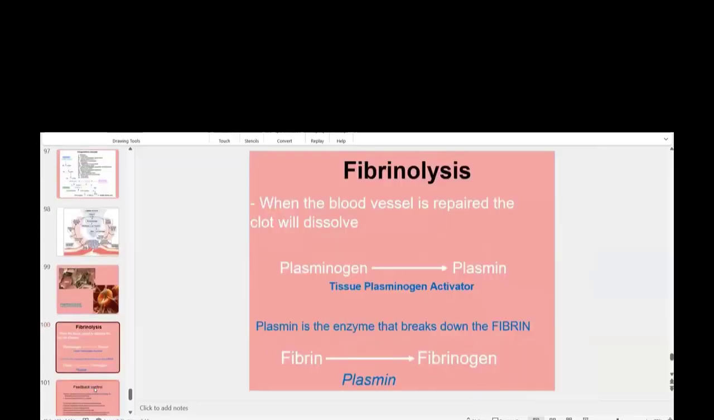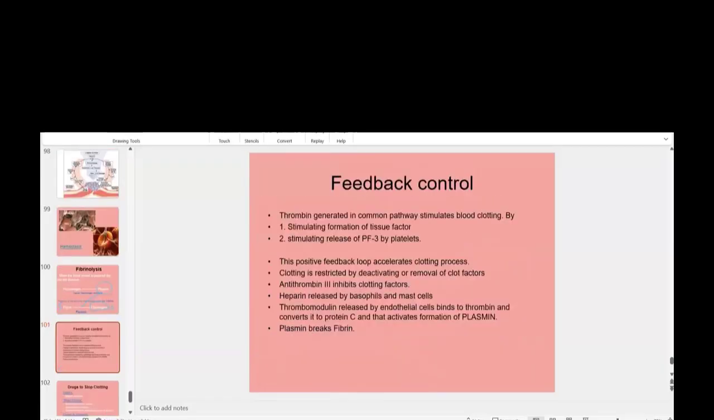So once the clot is formed, as I told you, we're not going to keep the clot completely with us. It's harmful. It might get dislodged and it might go into the lungs and cause other issues there. So when the blood vessel is repaired, the clot will dissolve. And who does that? Plasminogen is converted into plasmin by tissue plasminogen activator. And this plasmin that is formed is an enzyme that breaks down the fibrin and converts it into the soluble form, that is fibrinogen. So the insoluble fibrin is converted into the soluble fibrinogen, and that's how we get rid of the clot once the tissue has repaired.